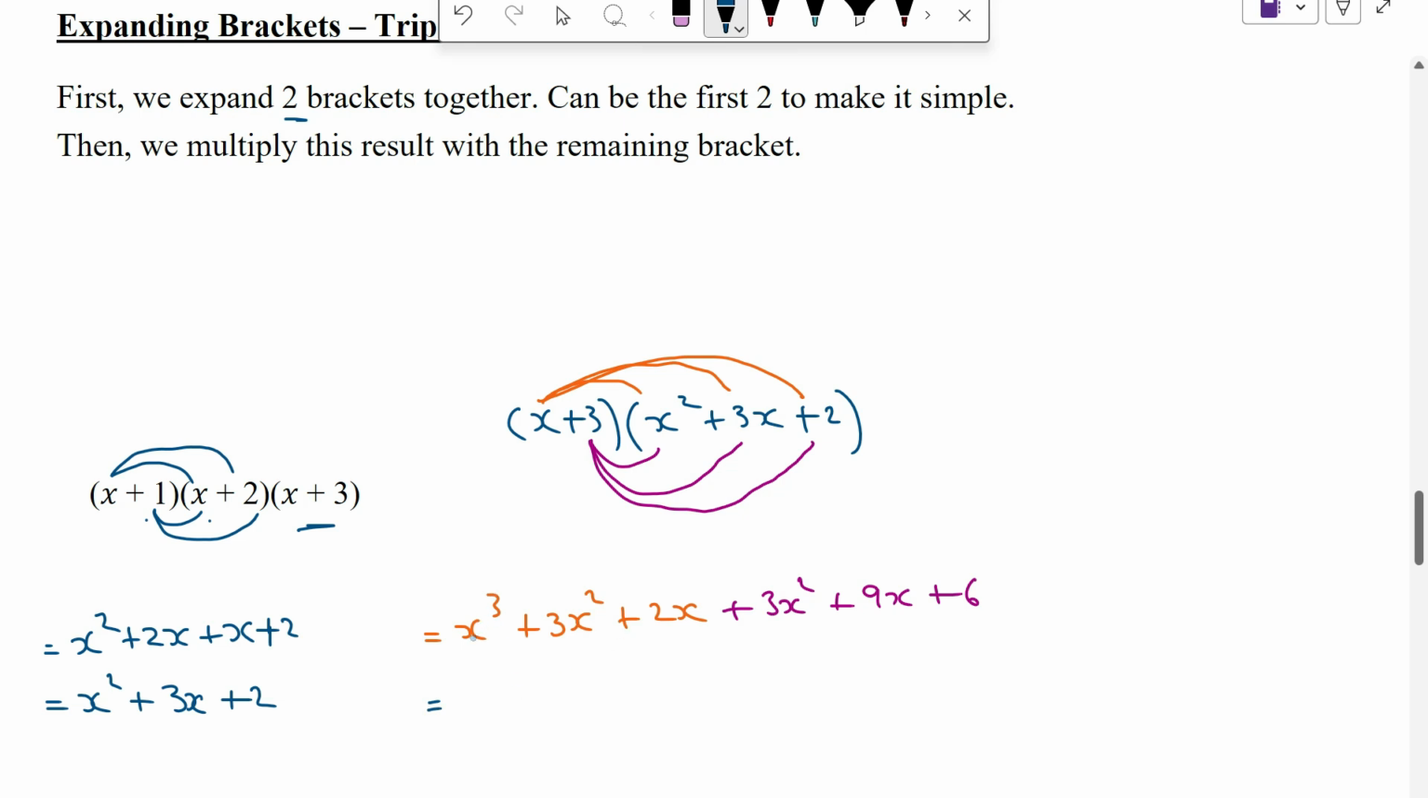So there is only one x cubed here. So we're going to keep that. We can cross this off. X squared, we've got plus 3x squared here, plus 3x squared here. So that will give us plus 6x squared. Cross those out. Plus 2x plus 9x is plus 11x. And lastly, plus 6. And that is our final answer.